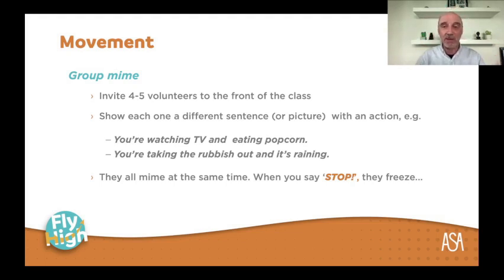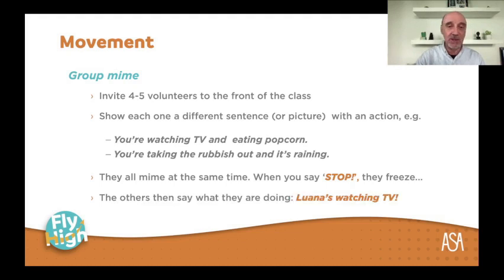And while they are stopped and frozen, that's when the other students have the opportunity to put their hands in the air and say, Luana's watching TV. And you say, yes, and? Luana's watching TV and eating popcorn. Well done. The other students will be able to make a guess, and either you or the student who's being referred to can confirm or deny the answer, say if it's correct or not.